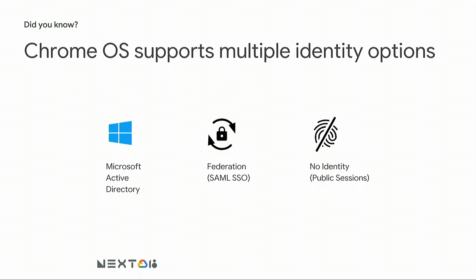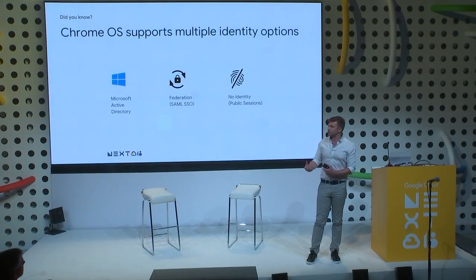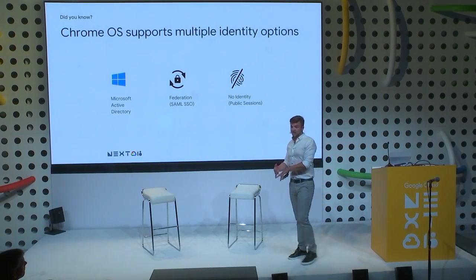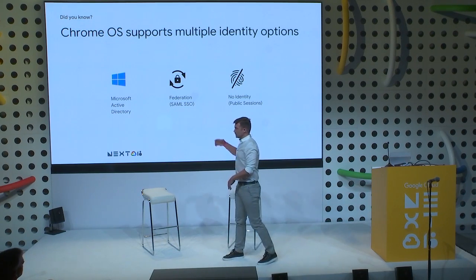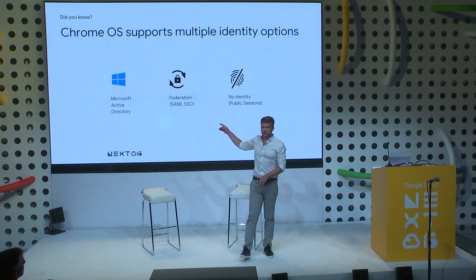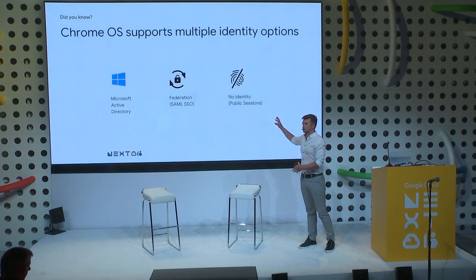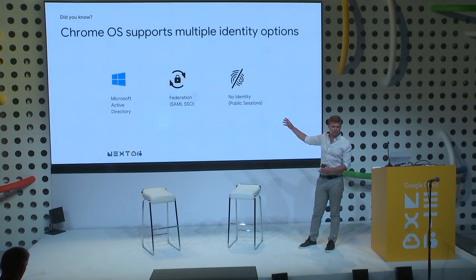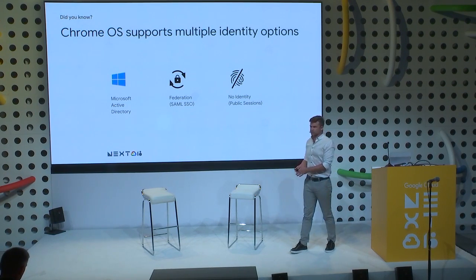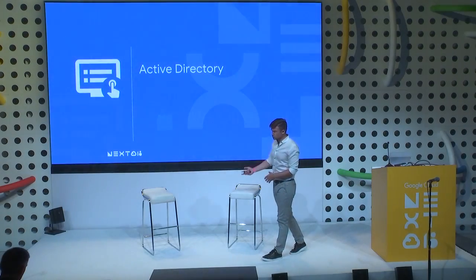So in addition to Google Identity, which should be no surprise, Chrome OS supports other identity options. And the first of those is Microsoft Active Directory integration. Now this can be either native ADFS or some of the recent new developments that we've created, like Active Directory or Azure AD. You can also do federation through ADFS, SAML SSO. And we have a third option that we call public session, which is no identity at all. We'll explain what that means in a little bit here. So we'll start with Active Directory.